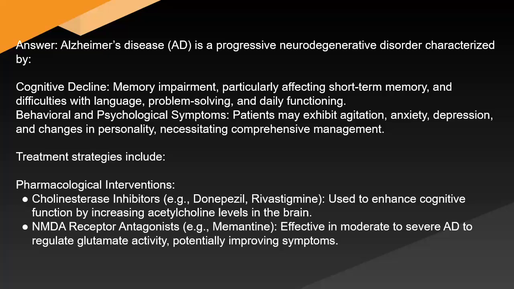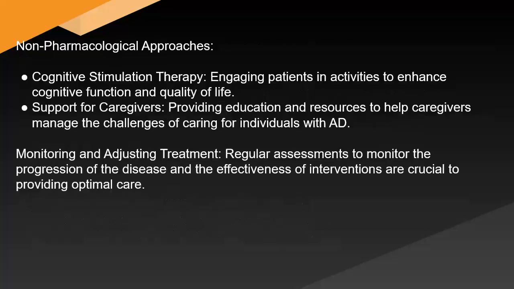Behavioral and psychological symptoms. Patients may exhibit agitation, anxiety, depression, and changes in personality, necessitating comprehensive management. Treatment strategies include pharmacological interventions. Cholinesterase inhibitors, e.g., donepezil, rivastigmine, are used to enhance cognitive function by increasing acetylcholine levels in the brain. NMDA receptor antagonists, e.g., memantine, are effective in moderate to severe AD to regulate glutamate activity, potentially improving symptoms.